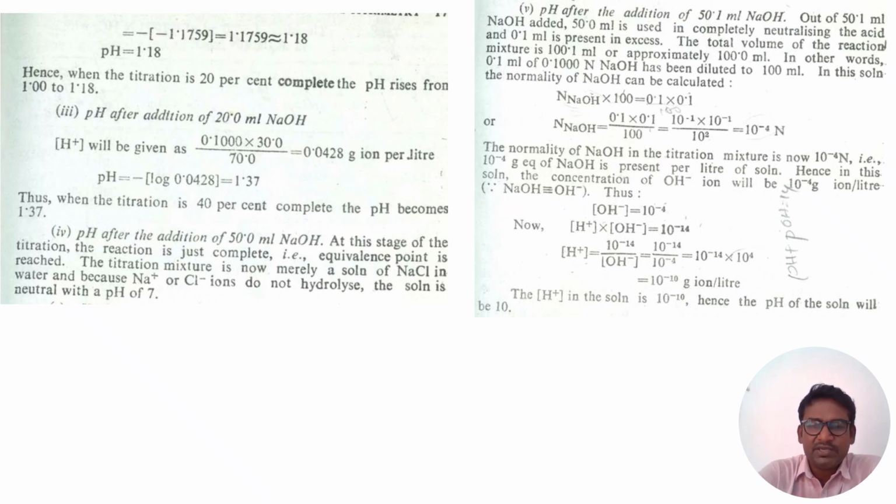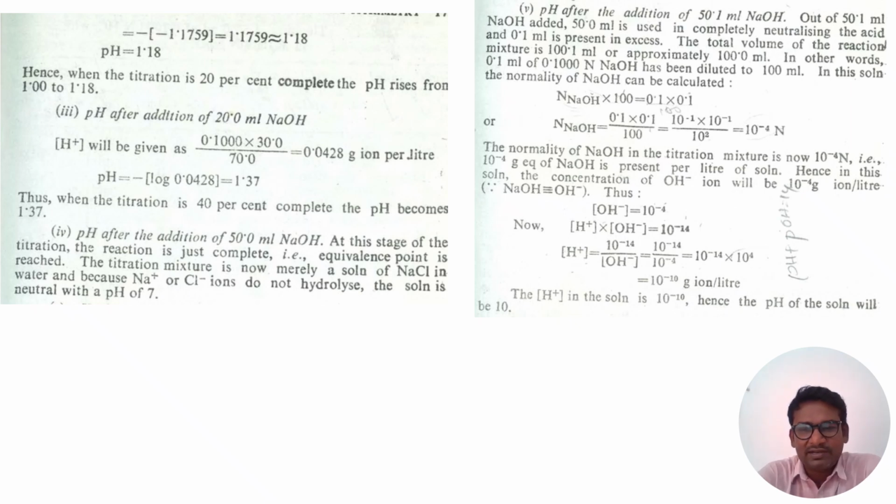So initially the pH was 1 without any addition of NaOH. After adding 10 ml of NaOH, the pH rose from 1 to 1.18. After the addition of 20 ml of NaOH, the pH increased from 1.18 to 1.37. Now let us assume case 4, that is pH after the addition of 50 ml of NaOH.